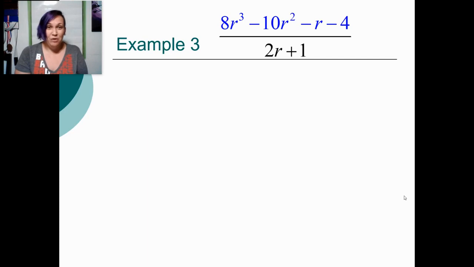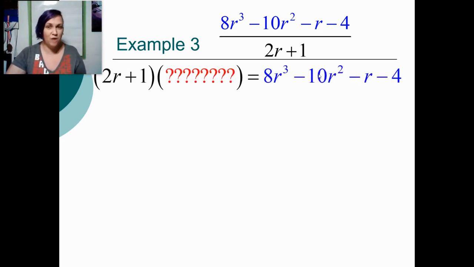Here's our first example. I tried to color coordinate everything the same as the first video. So we've got our blue number, which we've been putting inside the box. And then we have the black divisor, and that's what we've been putting along the left side. Just like in the first video, we can rewrite this as a multiplication problem. So we're thinking of this not as division, but as a missing product, right? So 2r plus 1 times what equals 8r to the third minus 10r squared minus r minus 4.